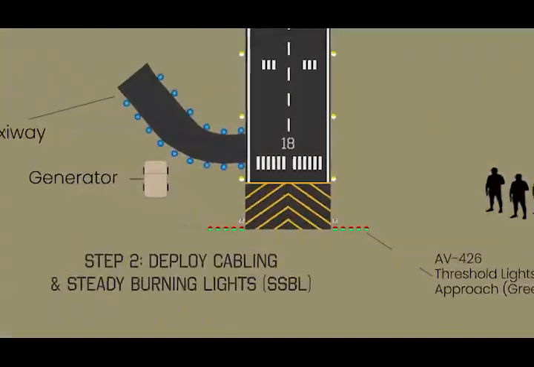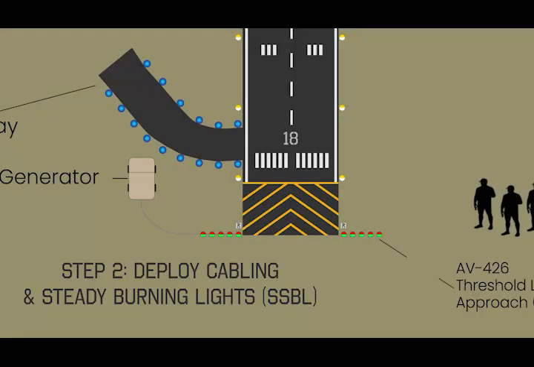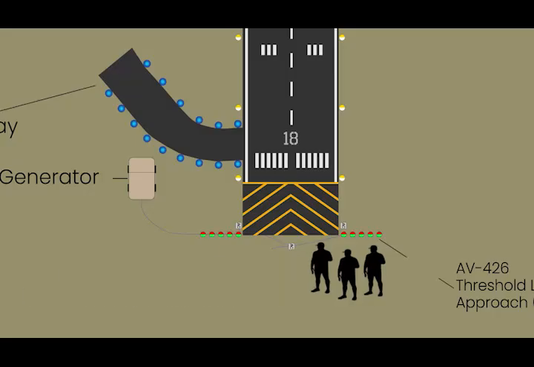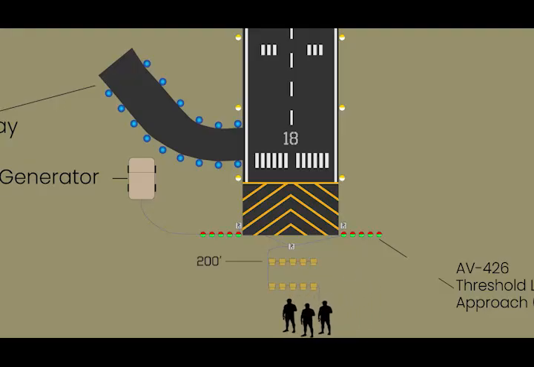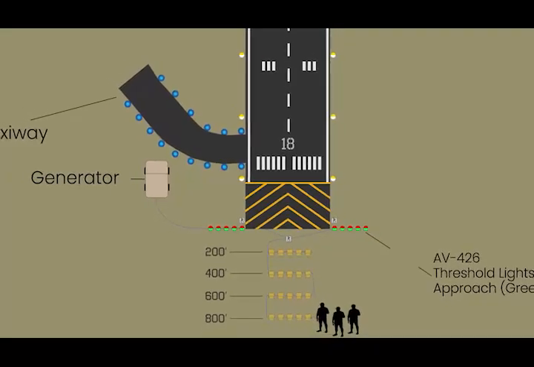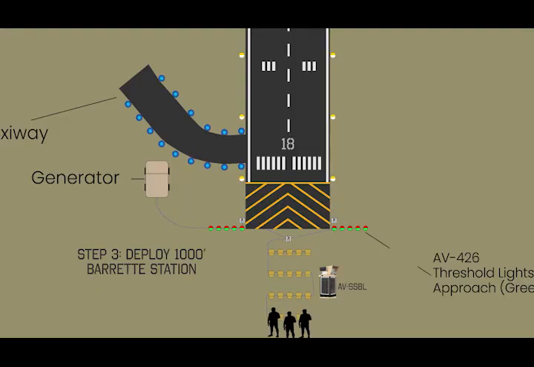Step 2. Deploy cabling and steady burning lights. Starting at the runway threshold, deploy your 205-foot AC cable. Attach the AC breakout cable with T-connector, then run the 50-foot cable to your first station. Now you'll establish your steady burning light stations. At each of the 200, 400, 600, and 800-foot stations, deploy 5 standalone steady burning lights, that's 5 SSBLs, in a line abreast formation.